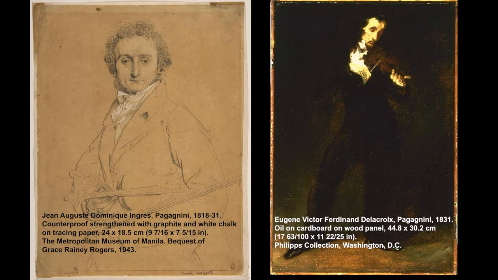The medium or material of a work forms part of its meaning. Differences in medium result in differences in meaning. Ancke's precise and accurate graphite and chalk drawing presents Paganini formally and objectively as a rational man. On the other hand, Delacroix's more colorful and fluid oil painting portrays him as passionate, frenzied even.